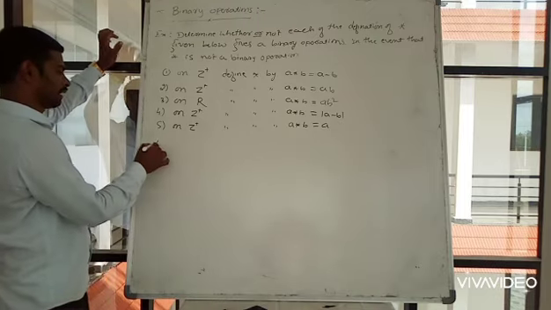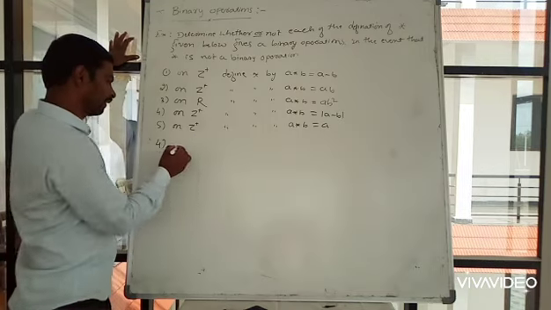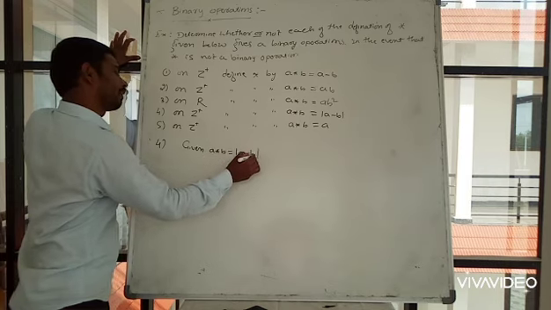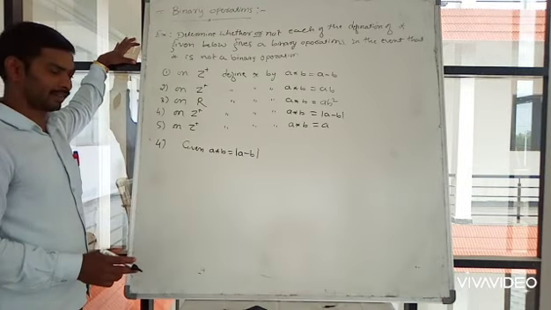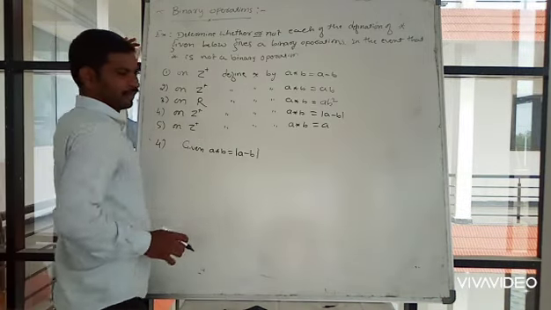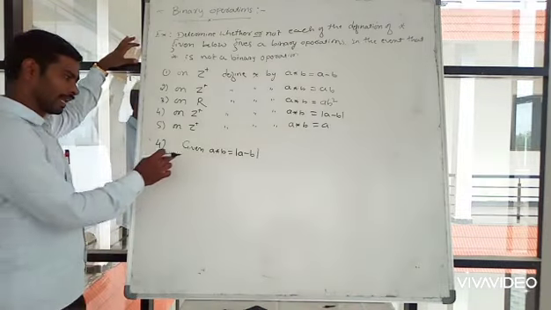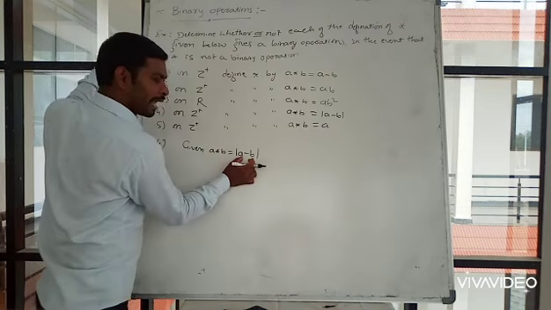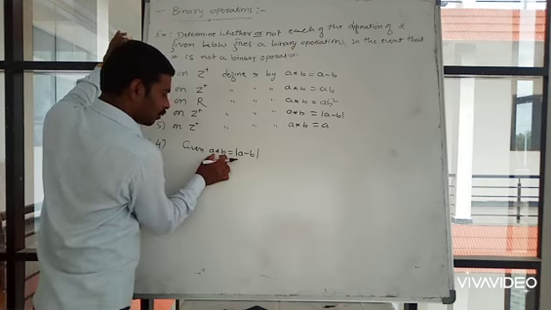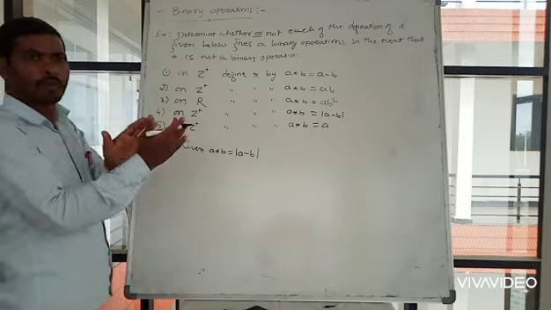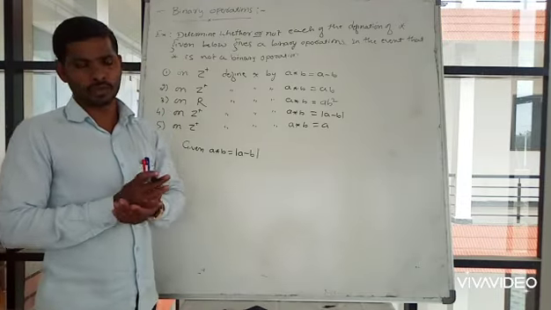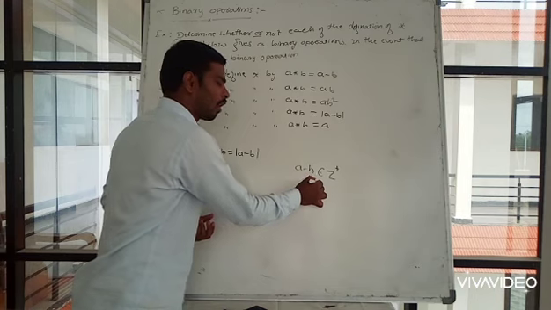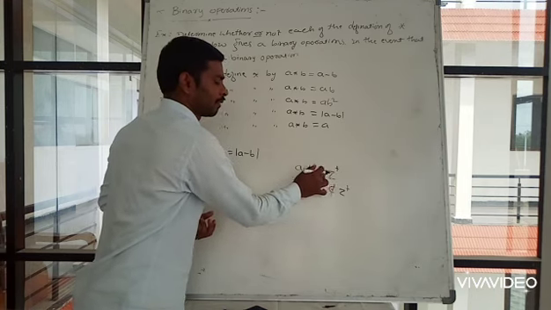Next, go to the fourth one. On Z plus, the operation is given. A star B equal to the magnitude of A minus B, or modulus of A minus B. On Z plus, check whether it is a binary operation or not. Here A is a positive integer, B is a positive integer. The subtraction of two positive integers may be positive, may not be positive. A minus B may belong to Z plus or it may not belong to Z plus.